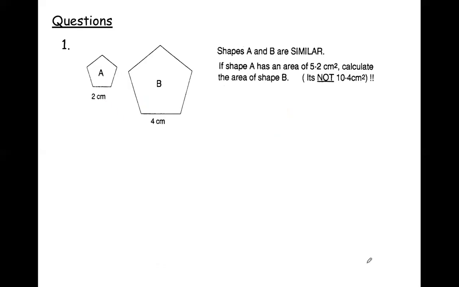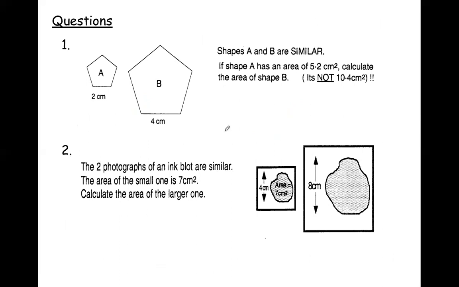So these are past paper questions you've sometimes seen. Shapes A and B are similar. If shape A has an area of 5.2, calculate the area of shape B. Again, scaling factor, so you can just say area scaling factor is 4 over 2 squared, which is 2 squared, which is 4.